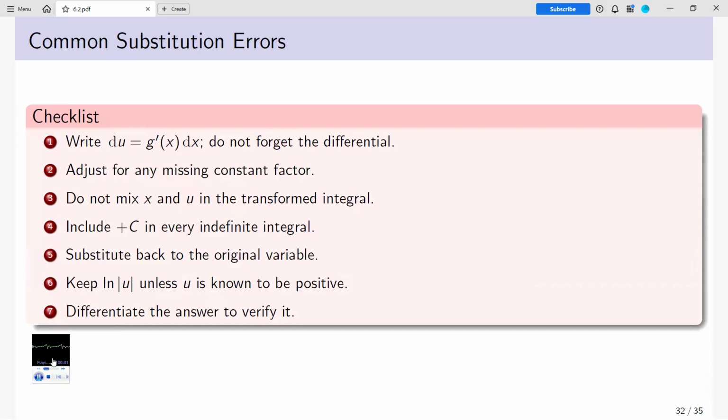This checklist summarizes the most common errors: an incomplete differential, mixed variables, missing constants, and forgotten absolute values or plus C. Most substitution mistakes are bookkeeping mistakes. Calculus is difficult enough without losing points because the paperwork wandered off.